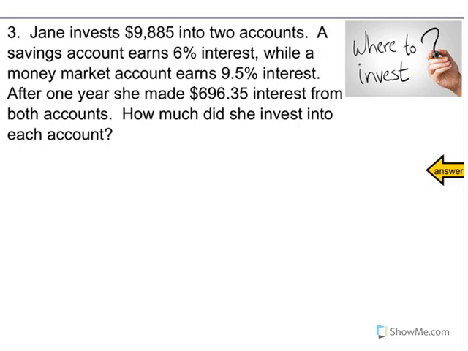So these are going to be both written in standard form. X is going to represent the amount invested into savings, and y will represent the amount invested into the money market account.